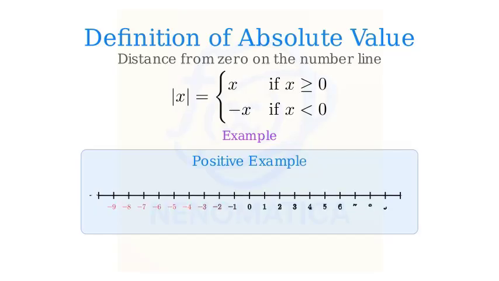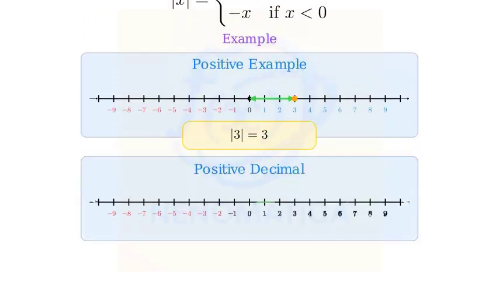First, positive 3. Because 3 is greater than or equal to 0, the distance from 0 is 3 units to the right. So the absolute value of 3 equals 3. Next, 6.5. It is still to the right of 0, so its distance is 6.5. Therefore, the absolute value of 6.5 equals 6.5.